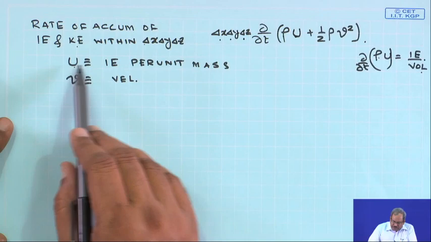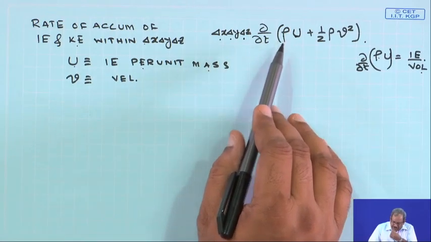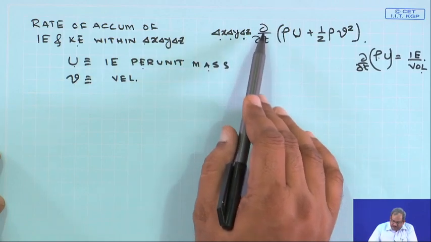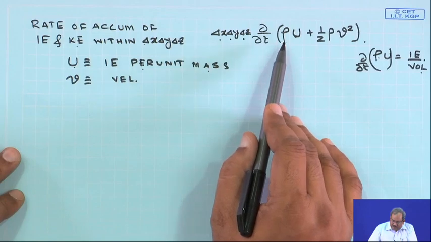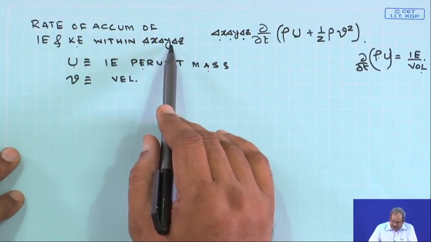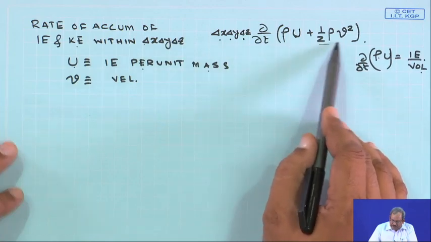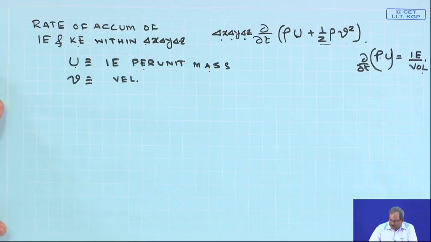As long as my u is defined as internal energy per unit mass, and rho is the density, del x, del y, del z times del t of rho u would simply give us the rate of accumulation of internal energy within del x, del y, del z, and similarly the same logic also applies to half rho v square.